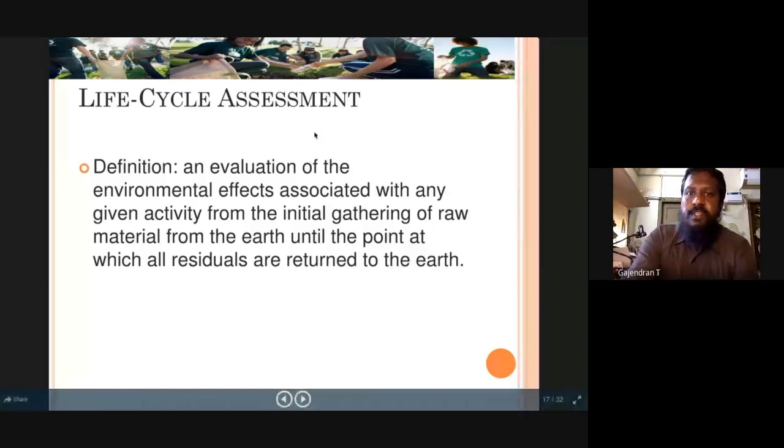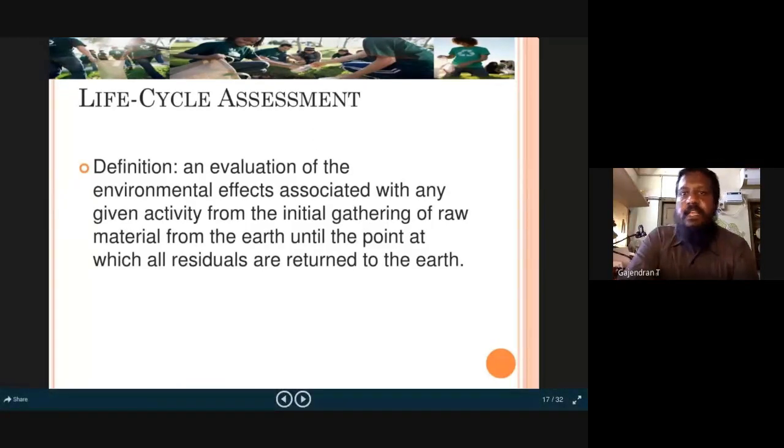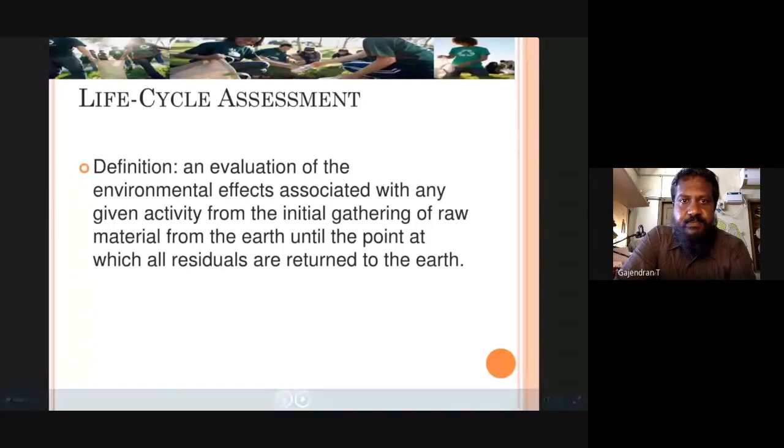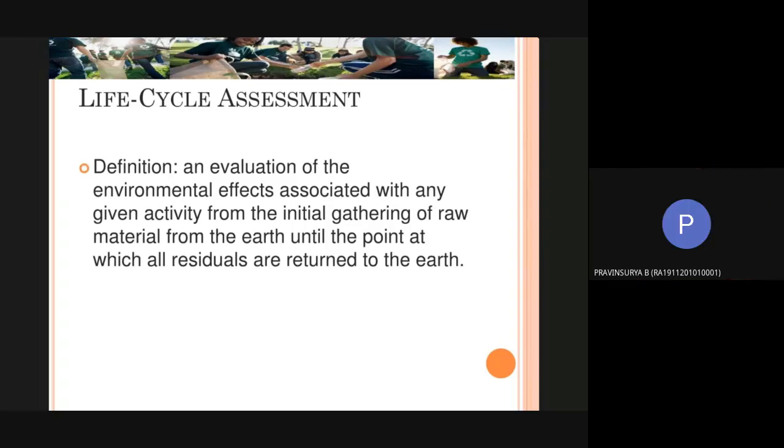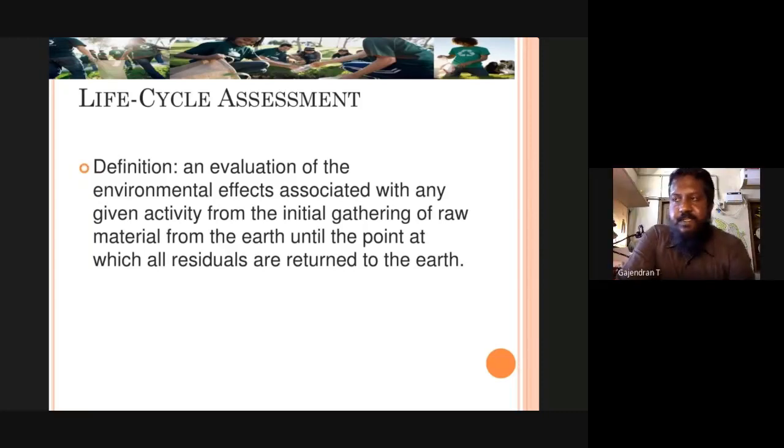I'm not sure whether you've come across this, life cycle assessment. Have you guys heard of this term? LCA? No, sir. No, sir.